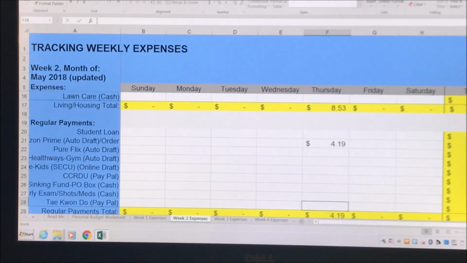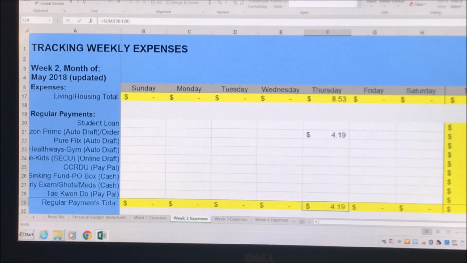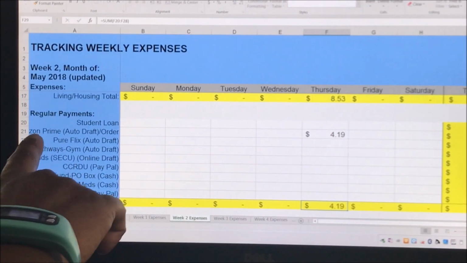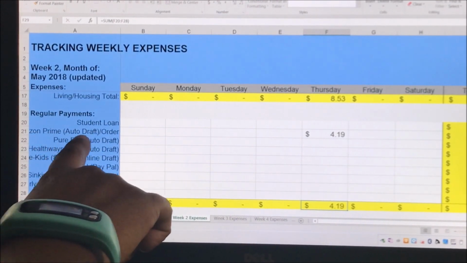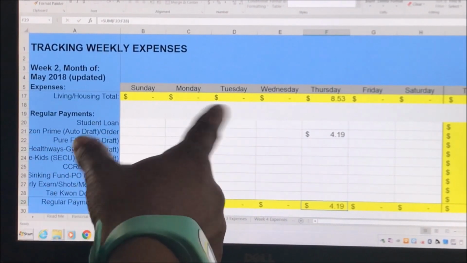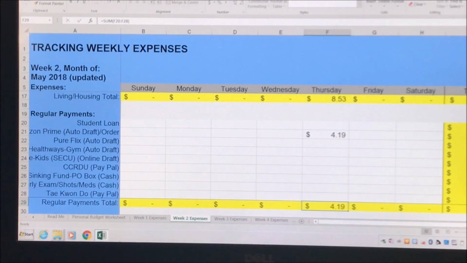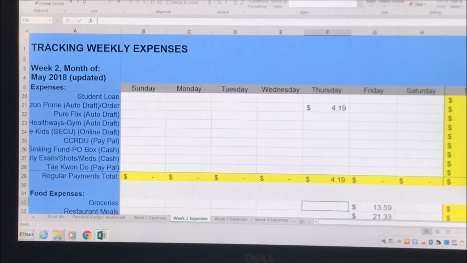And so that made our regular payments. And I just added that onto the category that says Amazon Prime, which is an auto draft. I just put orders there because sometimes I have to order books for school. And so that was $4.19. So we had a really slow week for regular payments.